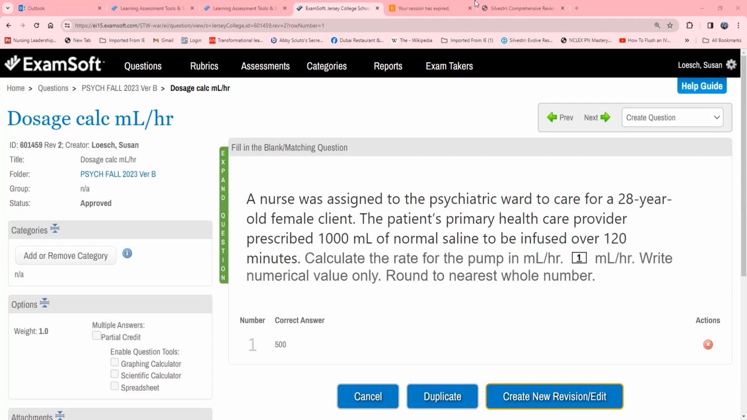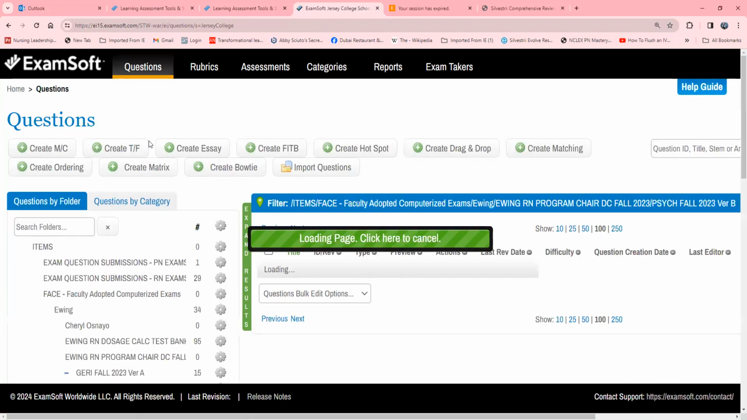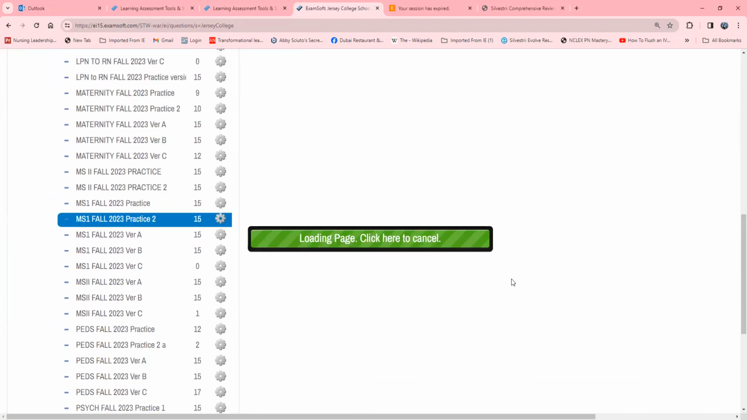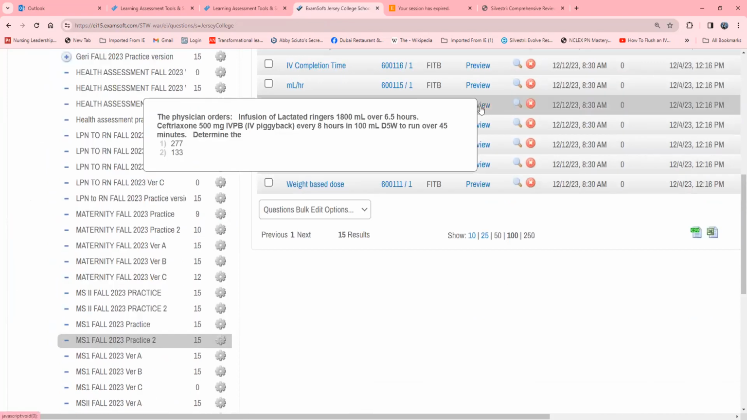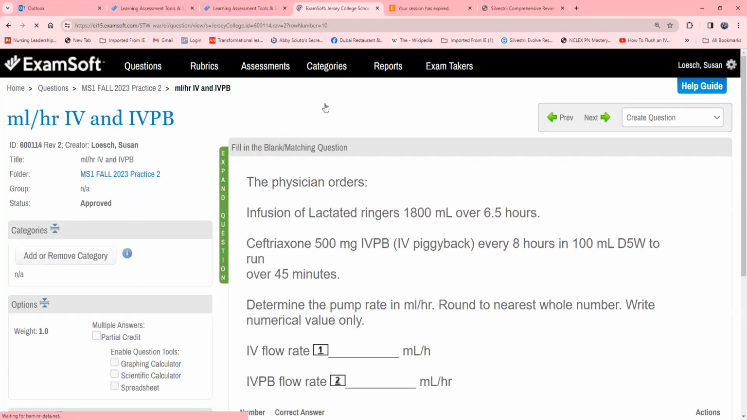Well, let me see if I can find the other one. I'm not sure. That might be on my med search test. Let me look. Hey, how about this one? You have to calculate the IV flow rate and the piggyback. Let's see if you can do it on your own.